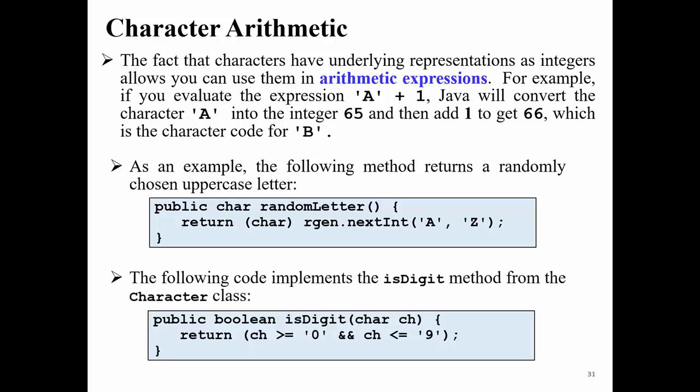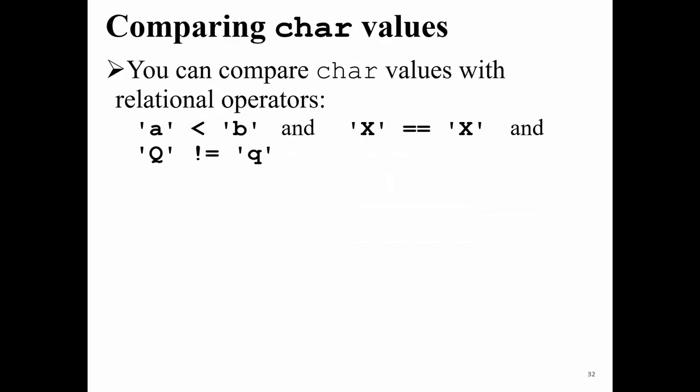I can re-implement isDigit by asking if the character is greater than the ASCII of 0. When I put 0 in single quotes, Java will understand the ASCII code of 0. So if the character that I receive is greater than the ASCII code of 0 and less than the ASCII code of 9, then it's a digit between 0 and 9.